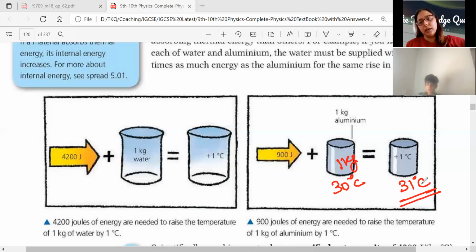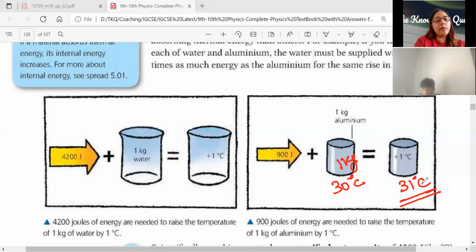The heat which is required to increase the temperature of that 1 kg aluminum by 1 degree, will it be the same as water or different? Different. It will be different from water. We'll see later how much it is. So for every component, the amount of heat is going to change depending on what object it is and how much you want to increase, right?